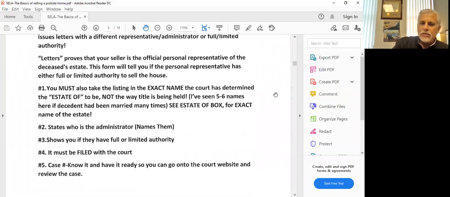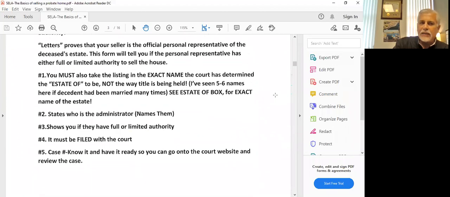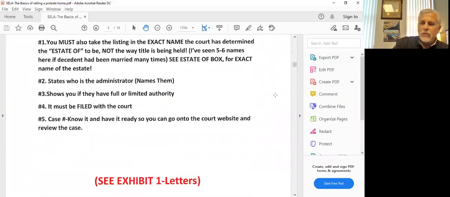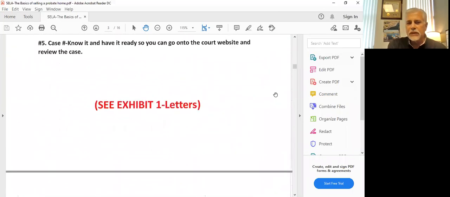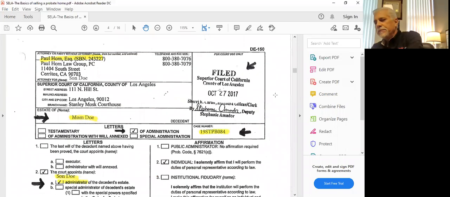And this is what's going to tell you exactly. So we're going to jump forward to the form, the letters. And in here, this is what you have to have a copy of. And it tells you the estate. And right there, number one I put is exactly the way you have to take the listing.